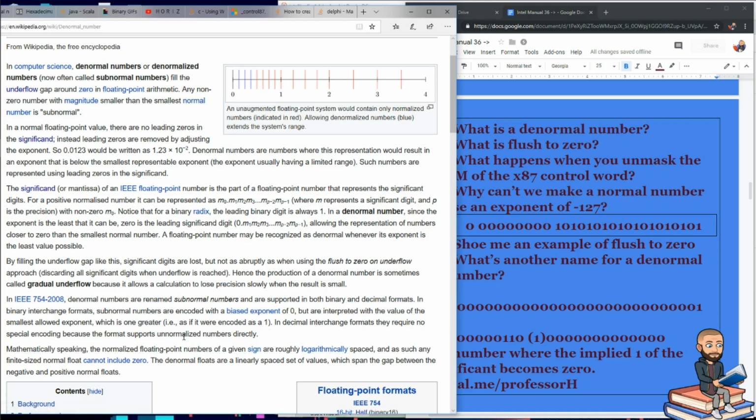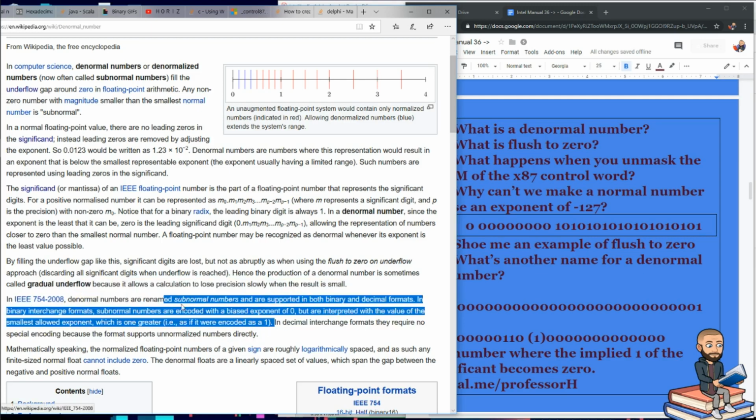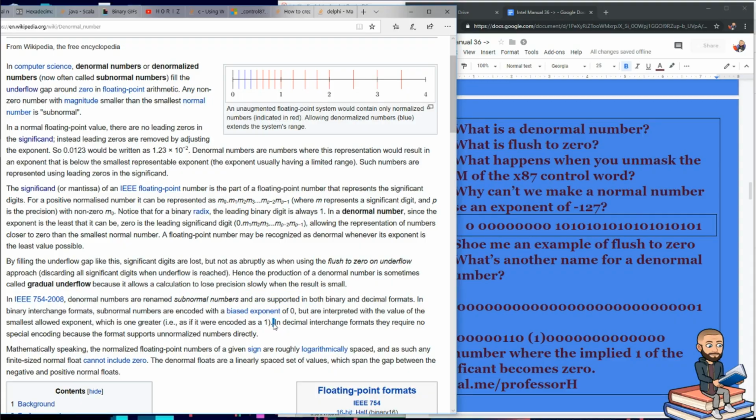And before I start scrolling down, showing you where I found my answer, let me just point out that in decimal interchange formats, they require no special encoding because the format supports unnormalized numbers directly. So the point is, when you try to send this over the wire through an interchange using the 754 standard, everything's fine, so don't worry about it.